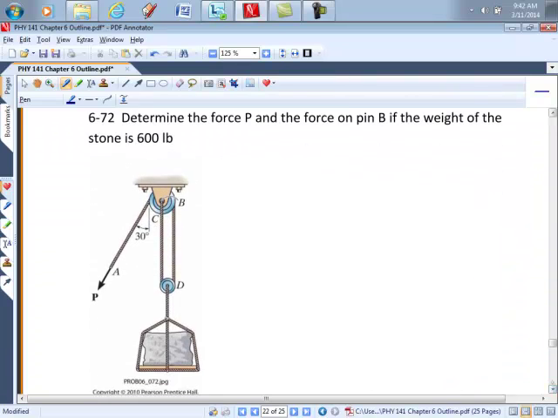So here's a simple machine, and we want to determine the force P that's used to lift this weight, 600-pound stone, and we also want to figure out the force on B. And B, the pin at B holds this pulley, and it also holds the fixed end of the rope. All right, so what should we draw a free body diagram of first for this problem? We're definitely going to need a free body diagram of B, so we could draw that.